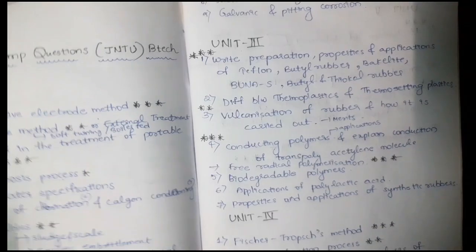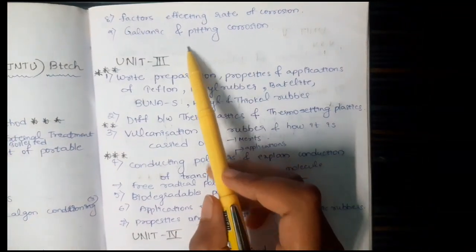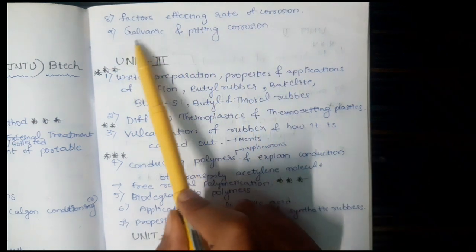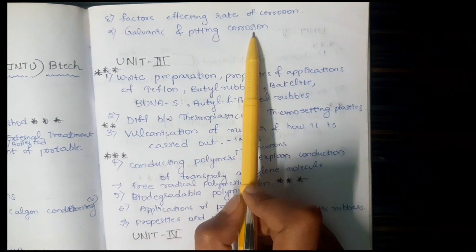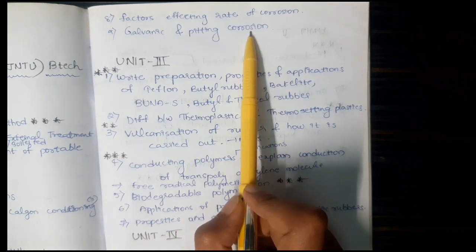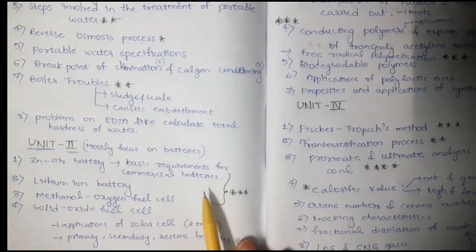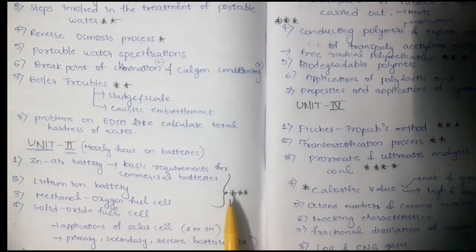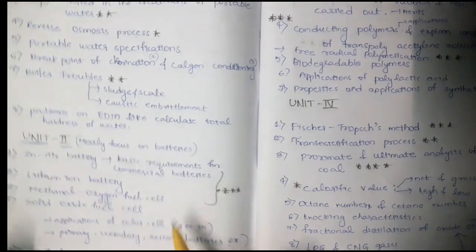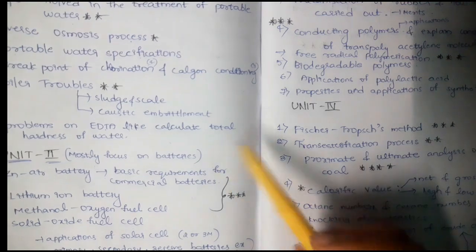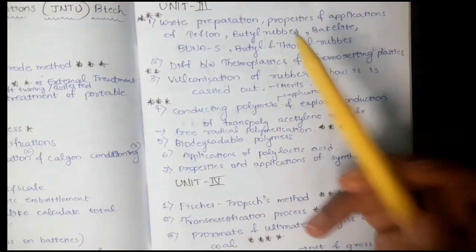We also have factors affecting rate of corrosion, galvanic and pitting corrosion. These are the important topics in unit 2, but mainly focus on batteries. After finishing batteries, you need to focus on the others. After finishing batteries and then cathodic protection, you go through all of this.